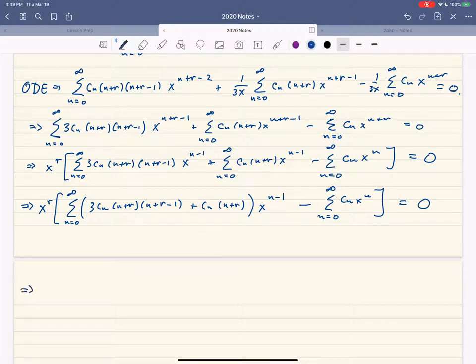Also I want to point out that I'm going to keep writing it for consistency, but you don't really need to keep writing this x to the r term. If I have x to the r times something being 0, I know the only way that can happen is if the thing after the x to the r, the thing in the brackets, is 0. So you don't really need to keep writing it, but I'm going to keep writing it out of convenience.